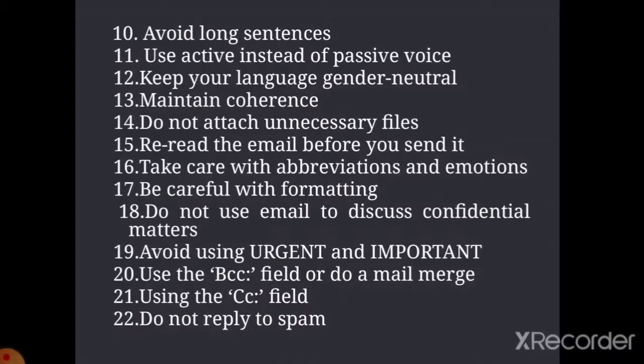And when you know that it is very important, then you can write urgent or important. Okay, but not in every mail. Use the BCC field or do a mail merge. Some senders place all the email addresses in the To field while sending a mail to many receivers. There are two drawbacks to this practice. Every receiver will come to know that the same message has been sent to a large number of recipients. Second, someone else's email address is being publicized without their permission.